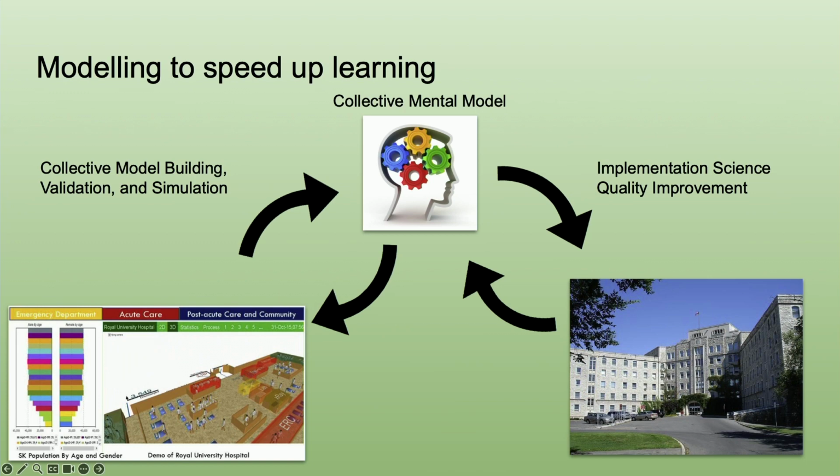Now, traditionally, what this does is you just have the loop on the right, where you've got your mental model, and then you, through quality improvement or implementation science or implementation research or other types of approaches, you act in the world in a certain way, and ideally there's some sort of feedback, and then you can learn more about your system and how to act in a new way.